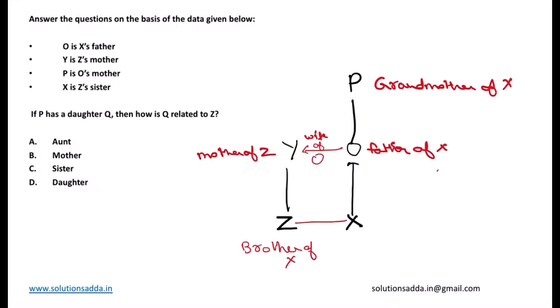Suppose P has a daughter Q. Then O and Q will be brother and sister. She will be sister of O. And hence, how is Q related to Z? O is father of X, and therefore O is father of Z also, since X and Z are brother and sister, and Q is sister of O. Therefore Q is aunt of Z.